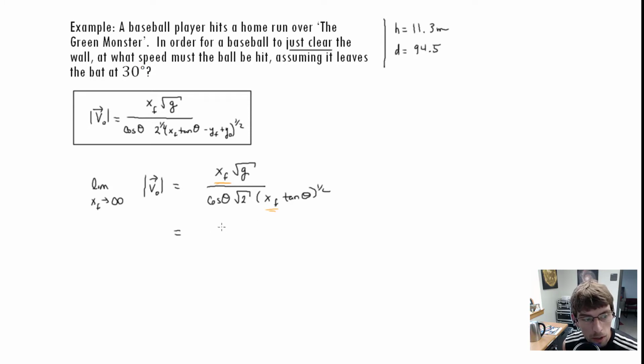So as x goes to infinity, as the wall gets further and further away, apparently the speed that I need to hit the ball at is the square root of x final g, divided by the square root of 2 cosine of theta tangent of theta. And this again behaves as we expect it. At least as x final gets further away, as the wall gets further away, I have to hit it faster.